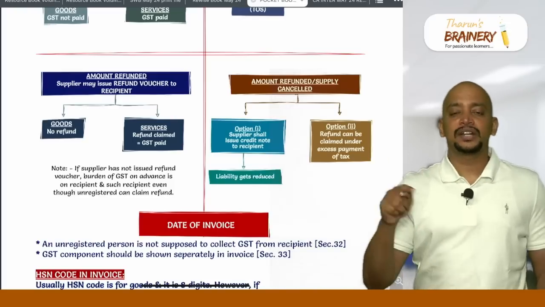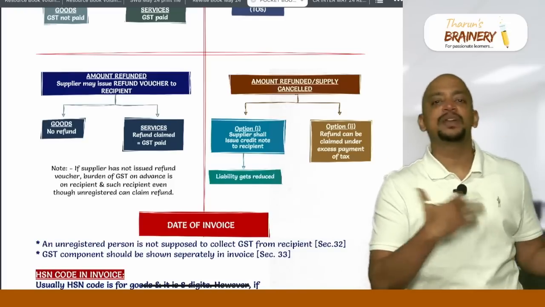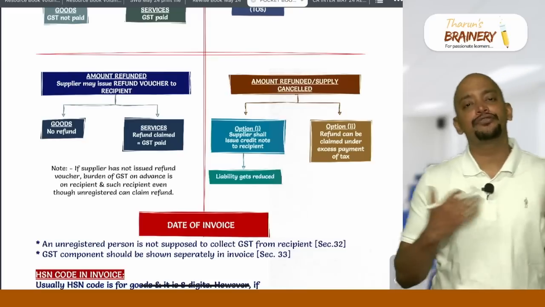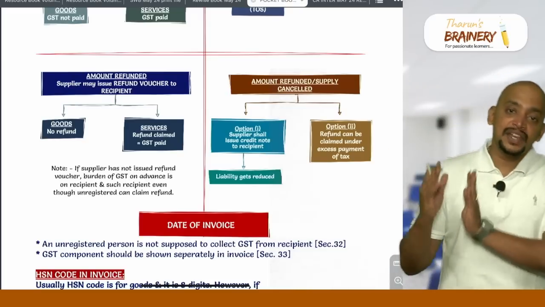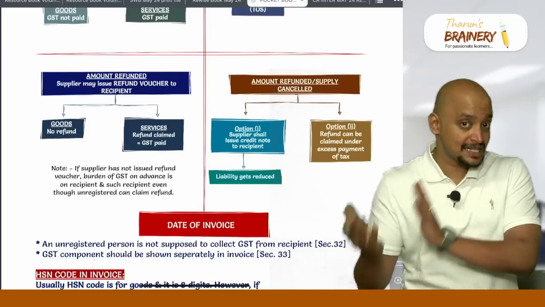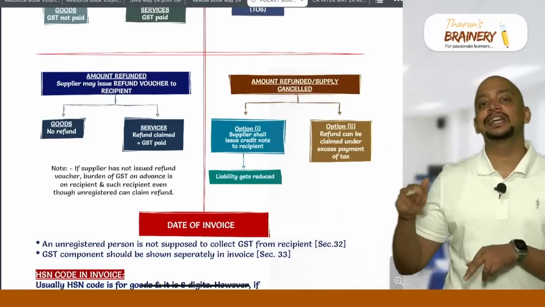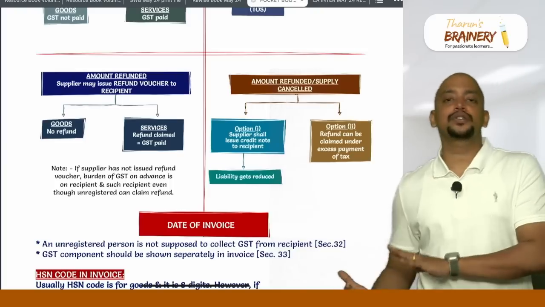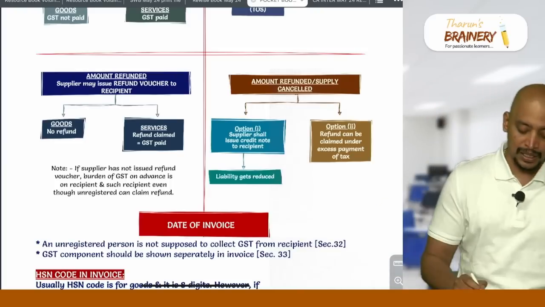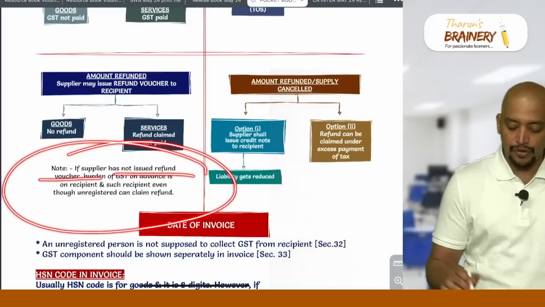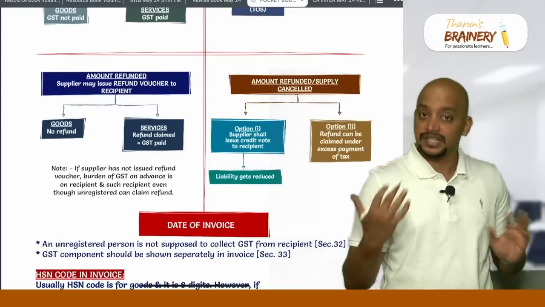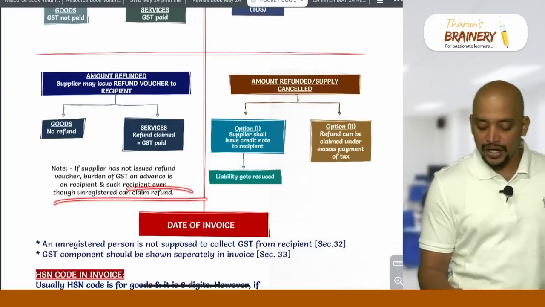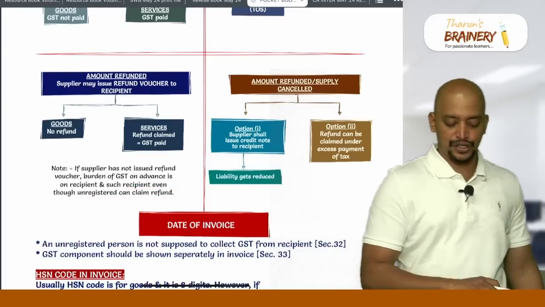Now in that case, whatever 18,000 he has retained, he will not be giving a refund voucher because he has not returned the full amount. So we have already paid 18,000 rupees, that is, the recipient has already paid 18,000, and the recipient can claim that 18,000 rupees as the refund. So an unregistered recipient also can claim the refund. So there is an option available. If the supplier has not issued a refund voucher, the burden of GST on advance is on the recipient, and such a recipient, even though unregistered, can claim the refund. That is with respect to this.